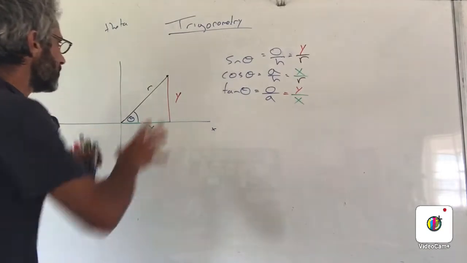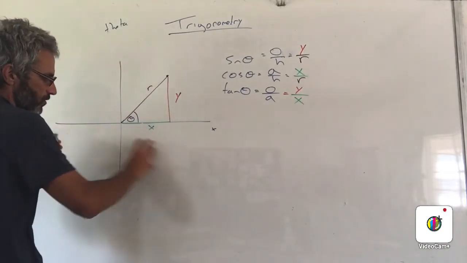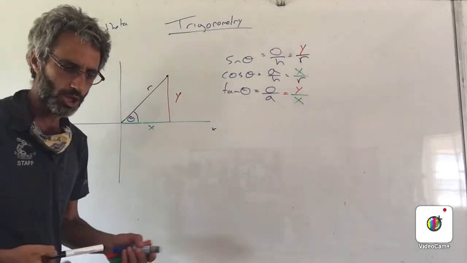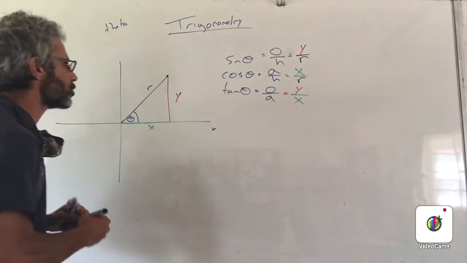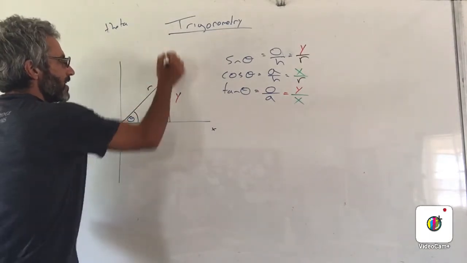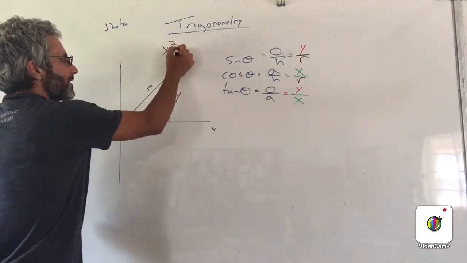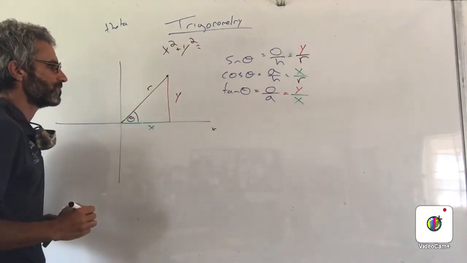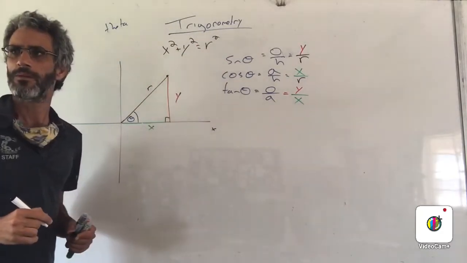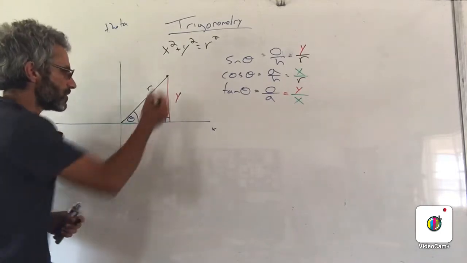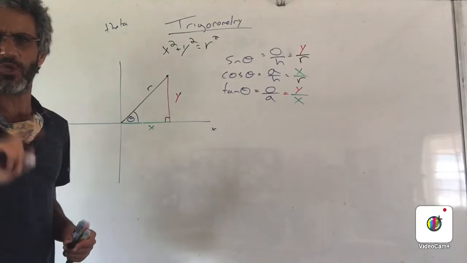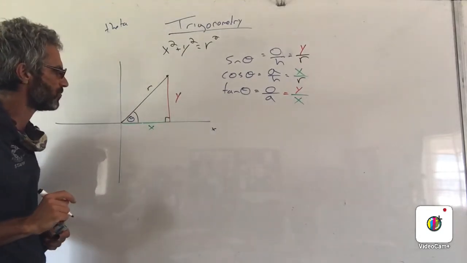So now we're going to move on to looking at the different quadrants. But before that, I'm going to write down something which you know about, but I didn't really talk about it last year. If I take the adjacent side, x squared, and I add the y squared, what should I get? R squared. What do we call this theorem? Pythagoras, because this is a right angle triangle. We will use it later on, so don't forget about that.